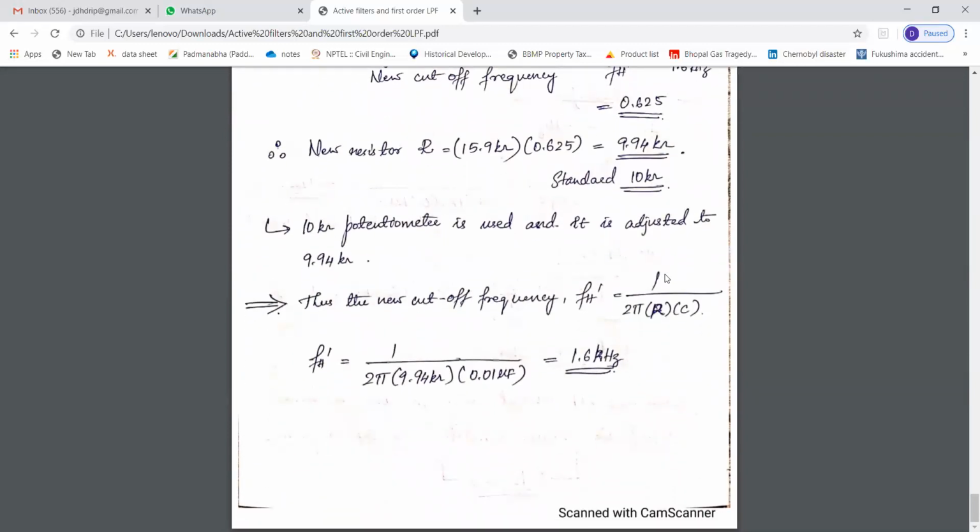So this is about the first order low pass Butterworth filter, and in the next session we'll study the first order high pass Butterworth filter.